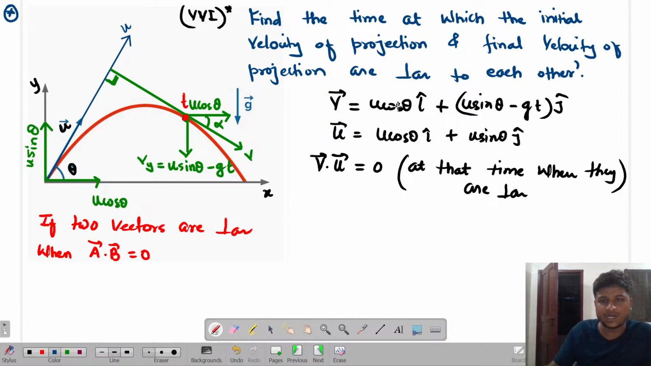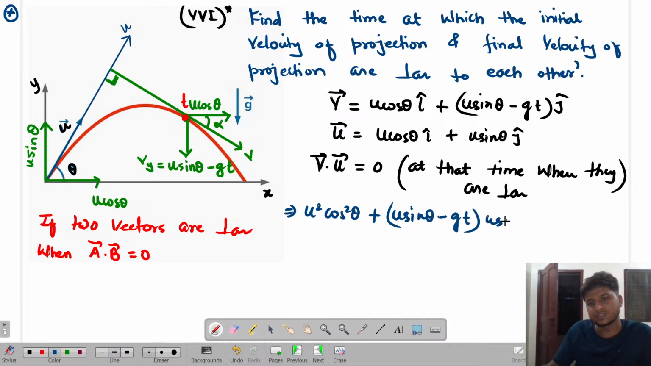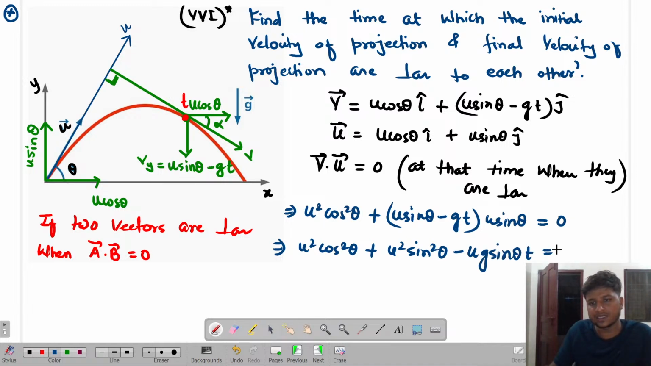ध्यान से देखो, u डॉट v निकालो, i डॉट i 1 होता है, j डॉट j 1 होता है, बट i डॉट j क्या होता है? 0. We know that. So it will be u cos theta into u cos theta, which is u square cos square theta, plus (u sin theta minus gt) into u sin theta, and that is equal to 0. So if you solve it, what you will get? u square cos square theta plus u square sin square theta minus ug sin theta into time t, and that is equal to 0. Are you able to get me or not?